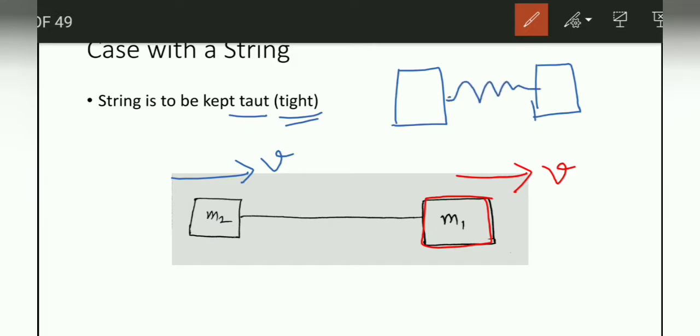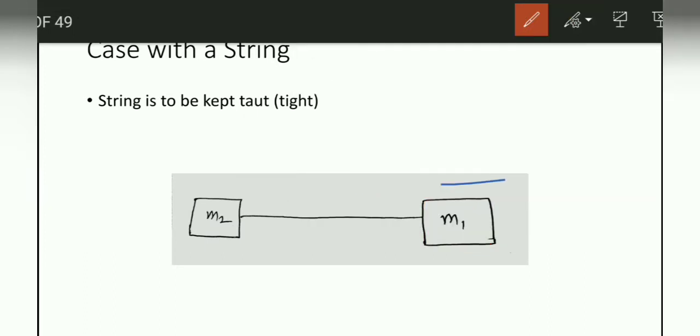So this is loose. If I am pulling this side, this won't be transferred to this block. This is block 1 and block 2. This force F won't be transferred to block 2 unless and until the string is taut, like this. So if I am pulling it and this is moving with a velocity v, this also should move with a velocity v, otherwise the relative displacement will change and the string may not be taut.